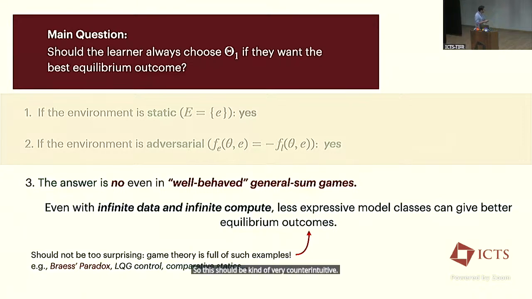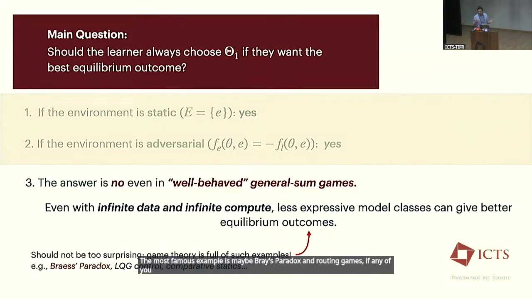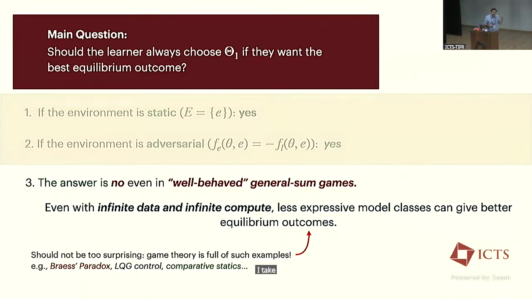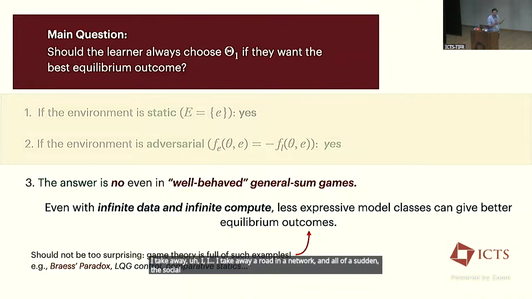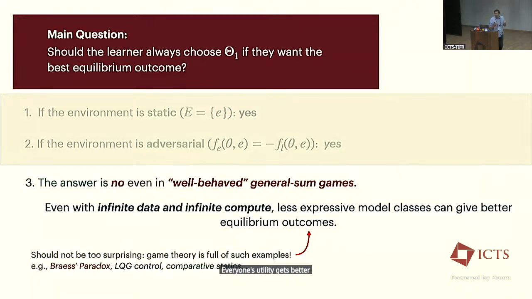But in game theory, this shouldn't be too surprising. It's full of examples like this where you restrict your strategy space and all of a sudden things get better, right? The most famous example is maybe Braess's paradox in routing games, if any of you are familiar with those. Right? I take away a road in a network, and all of a sudden the social welfare, everyone's utility, gets better at equilibrium, right? And this is something similar to what's happening.